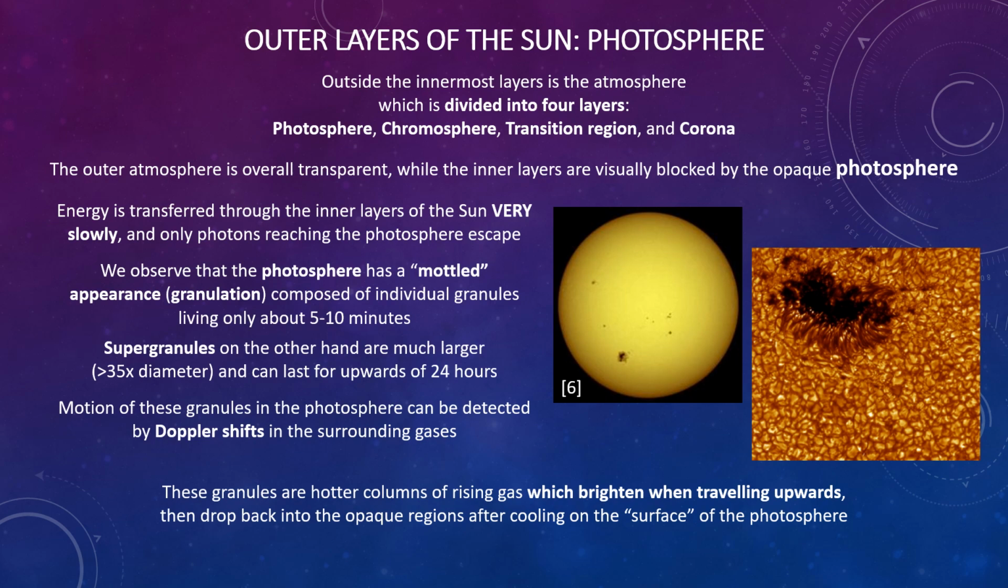And we can study the motions of these granules in the photosphere by looking at the Doppler shifts of the surrounding gas. And so granules from hotter columns of rising gas will brighten when they travel upwards, and then as they lose energy, they drop back into the opaque regions after they cool on the surface of the photosphere. So the hot stuff rises up, releases its energy out into space, and then it drops down because it's cooler. So that's this convection cycle that we have.